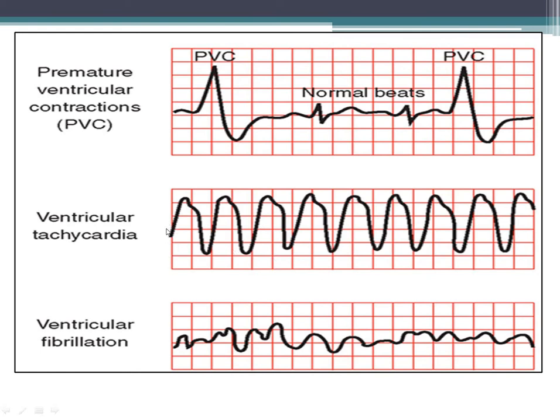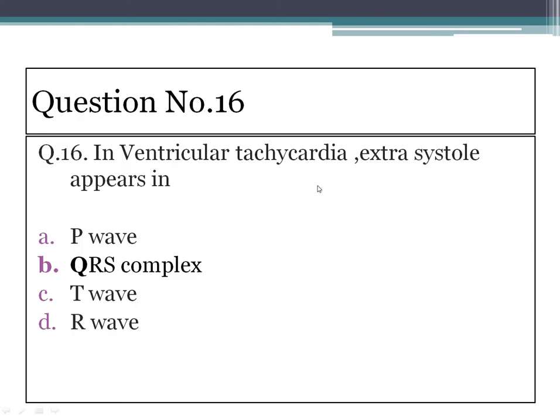And this is what ventricular tachycardia and ventricular fibrillation that we can discuss later. Yes. What is the next question? In ventricular tachycardia, extrasystole appears in. Options are option A P wave, B QRS complex, C T wave, and D R wave. What is the answer? That is the option B QRS complex. We have to see the abnormality in QRS complex.